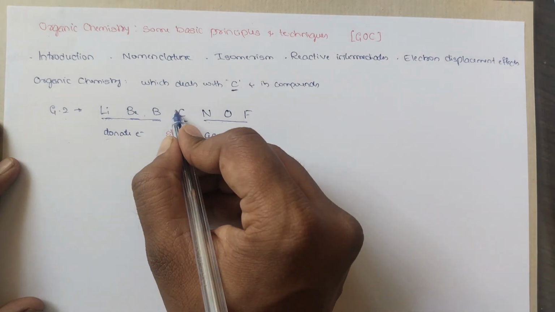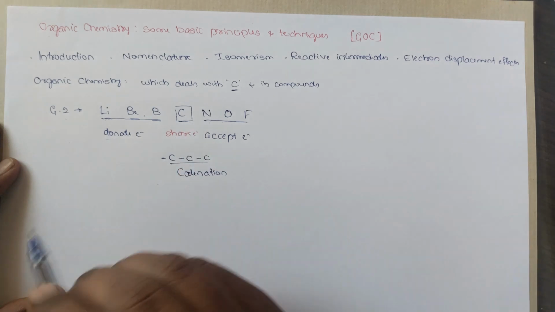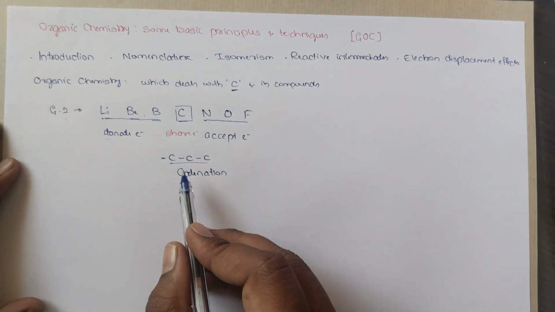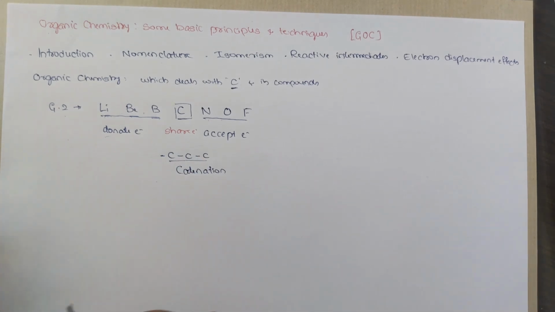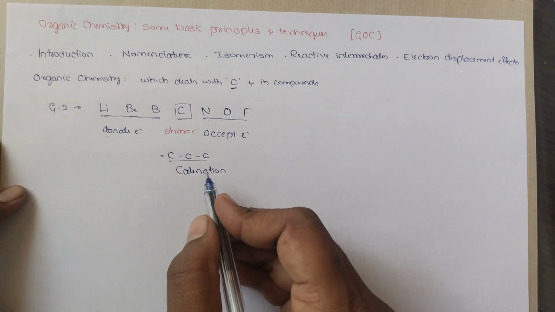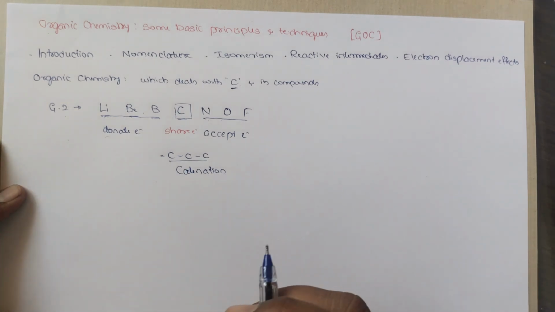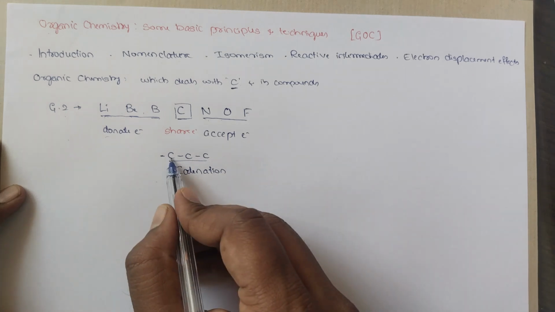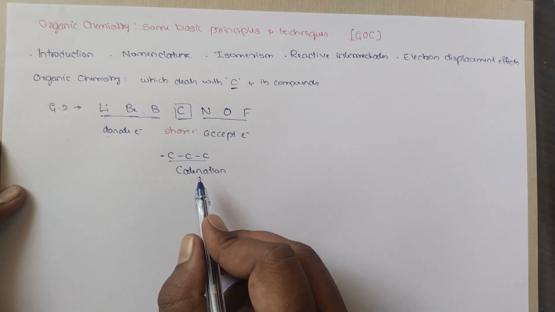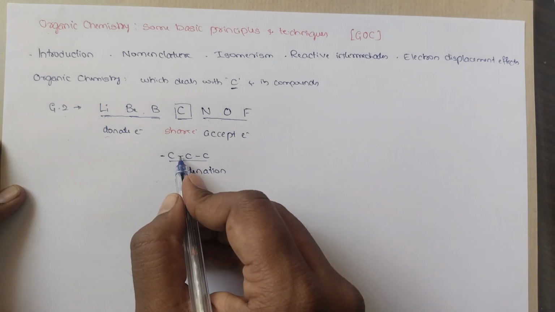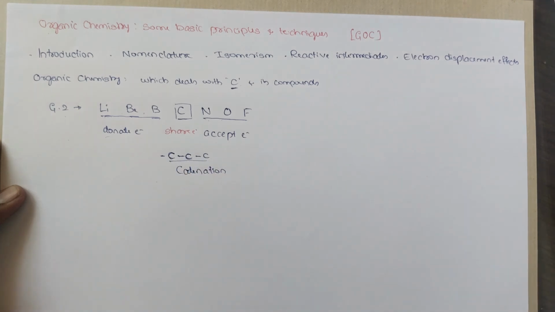Okay, but carbon is different from these elements. It can share electrons with other atoms. Because of this unique property, it can easily make bonds with carbon and other atoms. This unique property is called catenation. Because of it, carbon can easily make a covalent bond with other carbon atoms or other elements.